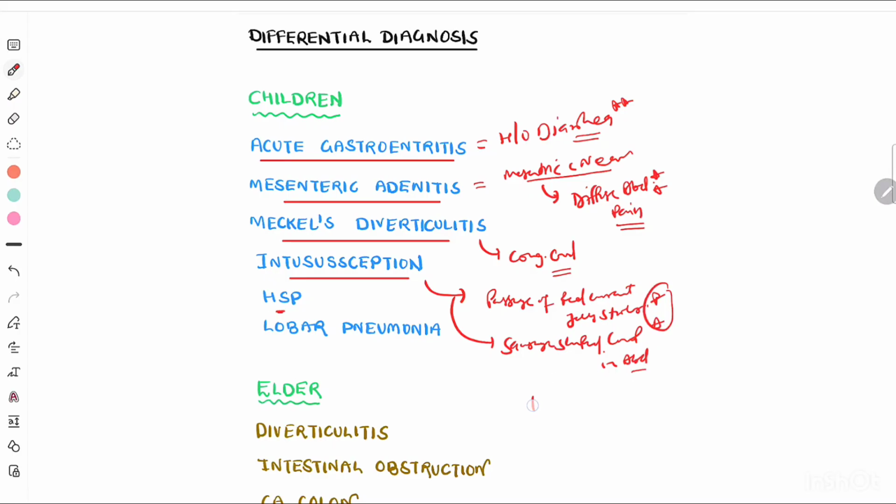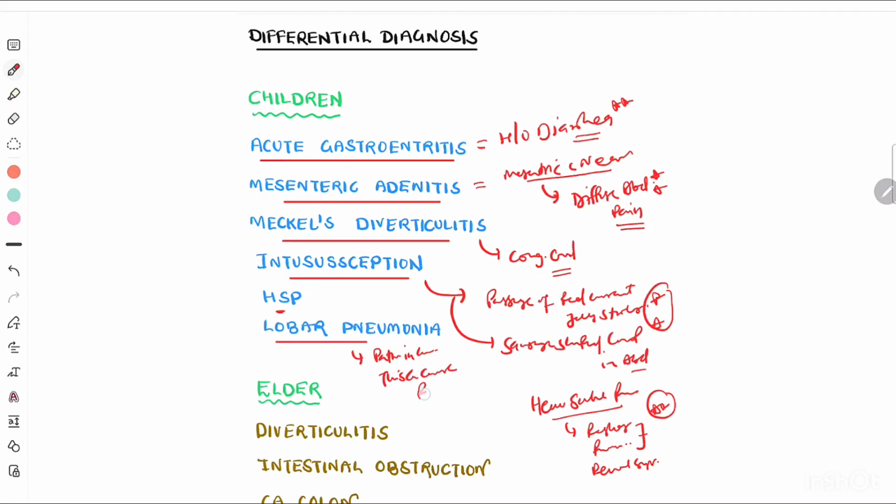And one is HSP. HSP means Henoch-Schonlein purpura, in which there are rashes and pain abdomen. So if there are rashes, pain abdomen, and involvement of the renal system, these are the points for HSP. And there can be lobar pneumonia. If there is pathology in the lungs, this can cause pain abdomen. So these are the 6 differential diagnoses in case of a child who presents with pain in the right iliac fossa.